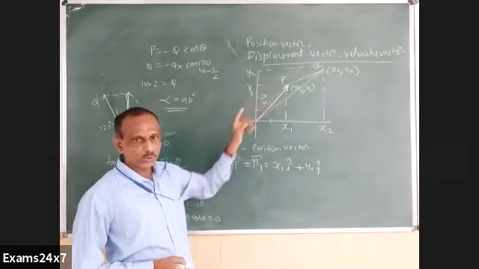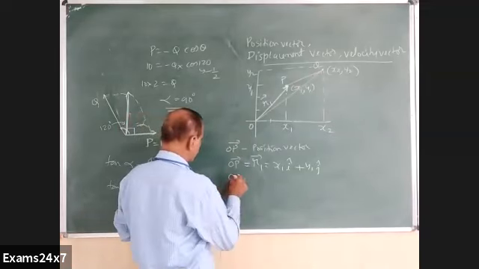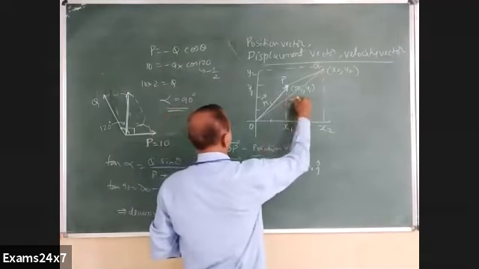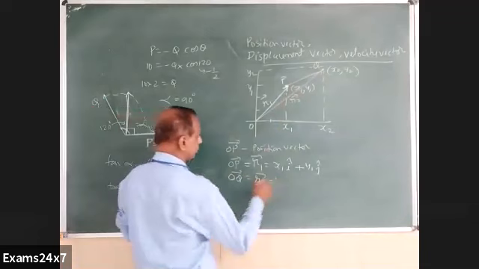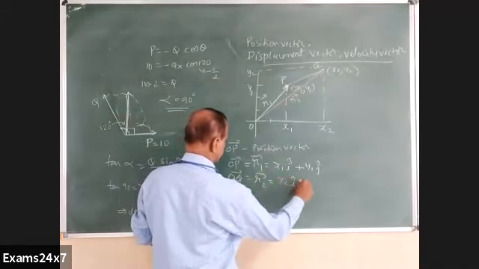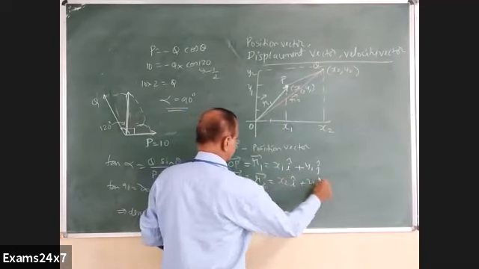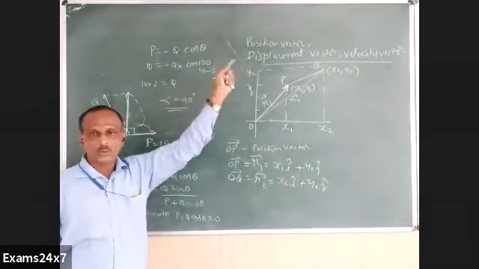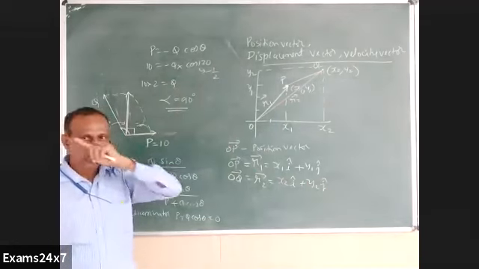So OP is the original position vector, and OQ is the final position vector. I call it R2. And what is OQ now? From one place to another place, P to Q. So PQ is known as the displacement vector.